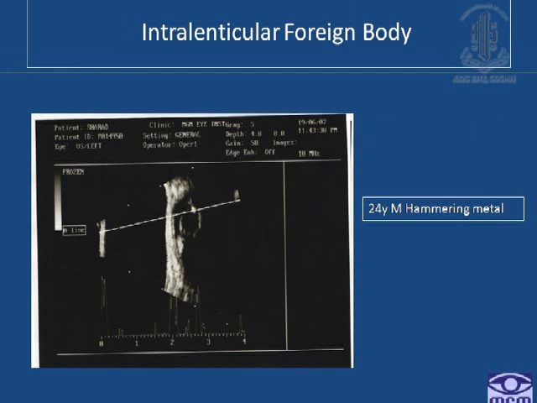So another patient, 24 years, male, hammering a rod, that was his occupation, came to us with an open globe injury, and we repaired it, and we did an ultrasonography. We found that there's a hyperreflective echo in the area of the lens, and that was an intralenticular foreign body.